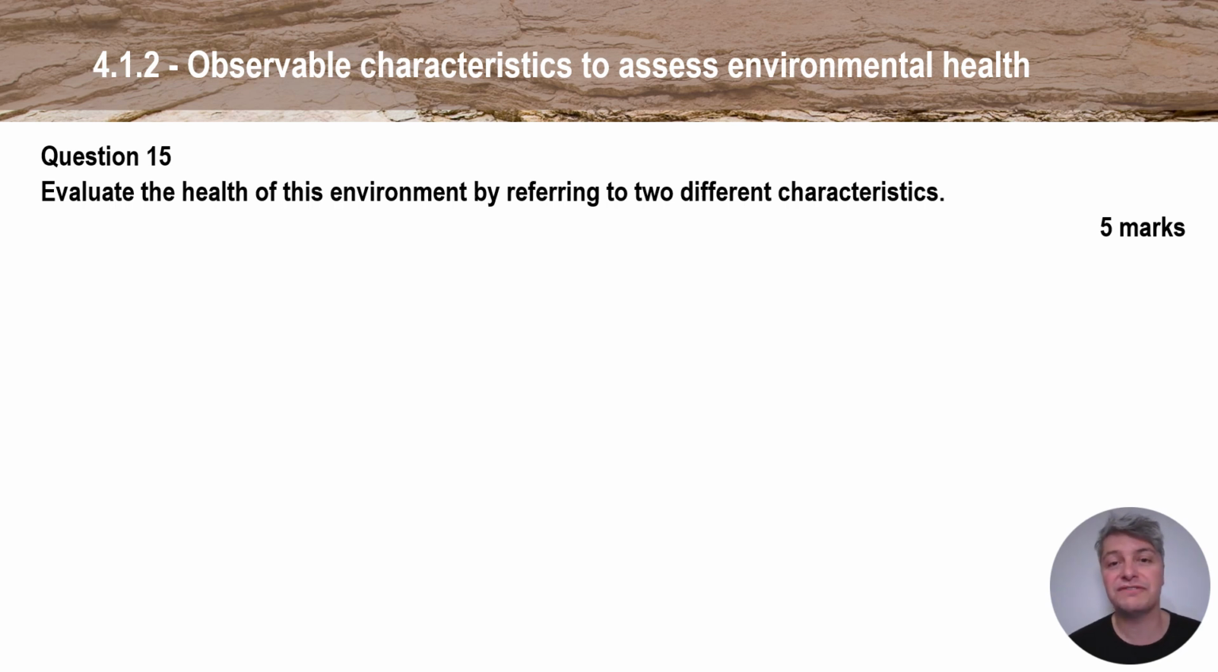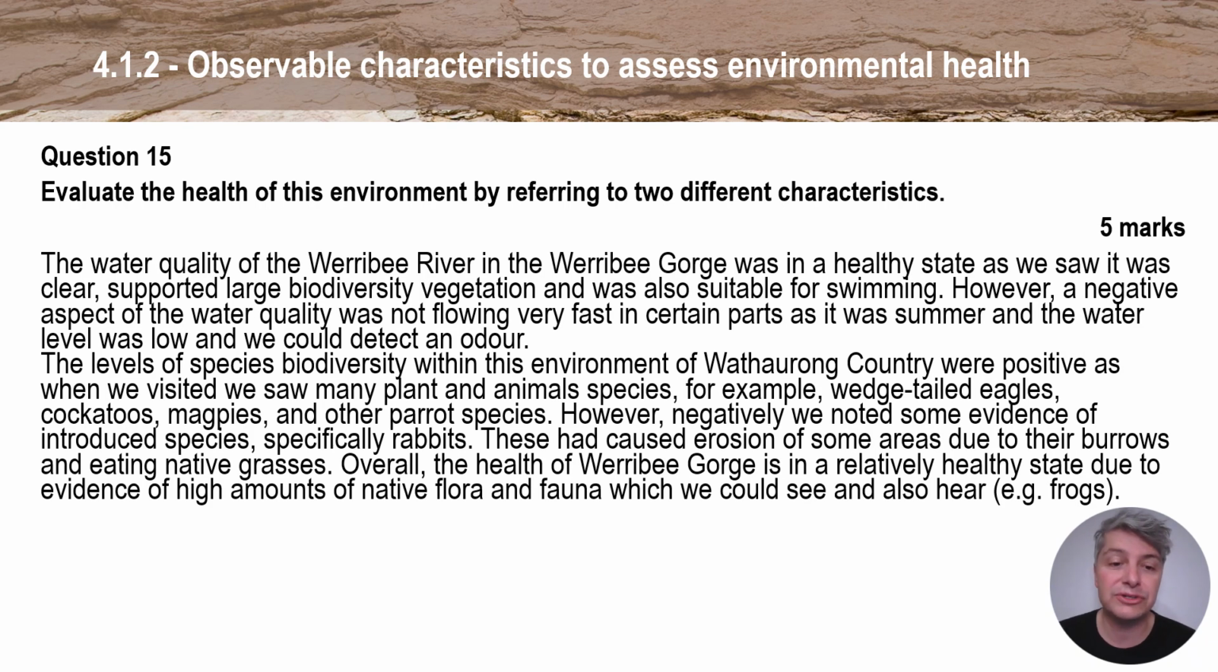All right, we're going to look at question 15. So turn to that in your booklets, and we're going to look at this question first. It says evaluate the health of this environment by referring to two different characteristics. All right, well, let's look at how we do this. So here you can see the answer is going to move to looking at the Werribee Gorge, and we're going to be looking at Wathaurong country. So the Werribee Gorge and Werribee River being a specific site from within that outdoor environment.